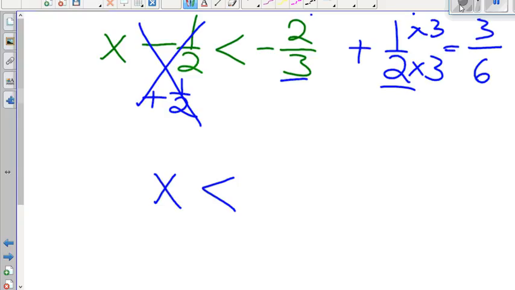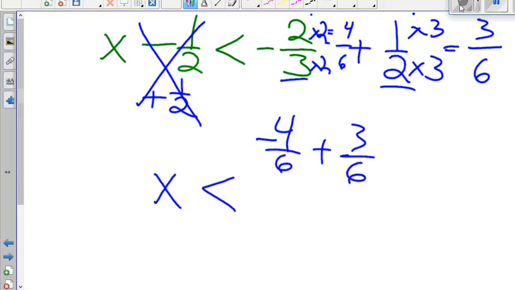So that gives me 3 over 6. And then if I were to multiply this side by 2, I would get 4 over 6, and that's a negative. I'm going to rewrite that so we can solve it easier. So now we have negative 4/6 plus 3/6. Once again, our denominator is going to stay the same. We're going to stay with the 6. The negative is bigger than the positive, so it's going to stay negative. And 4 minus 3 is 1. And so in the end, our expression says x is less than negative 1/6.